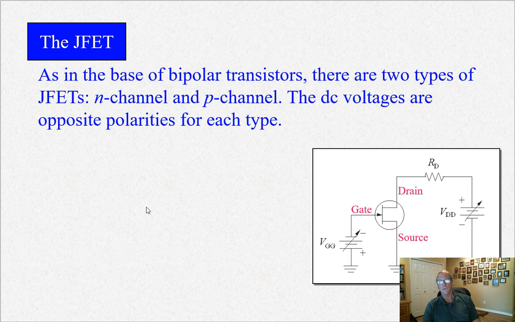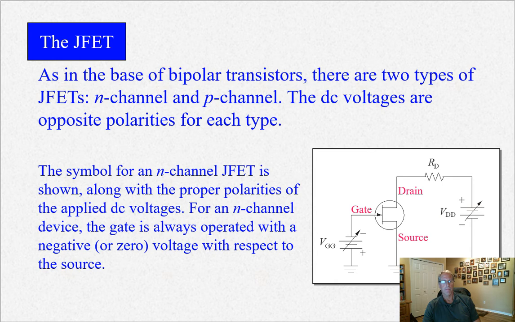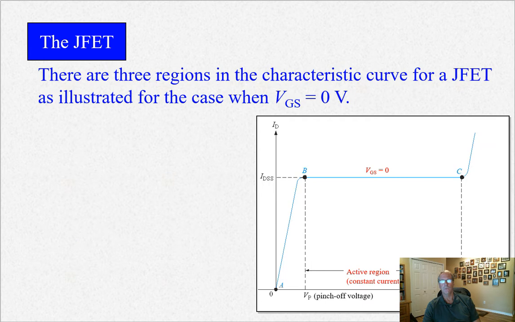So just like bipolar transistors, we have N channel, we have P channel. This is an N channel. The arrow points in. For P channel, this arrow here at the gate would be pointing the other direction, and all the polarities would be different. In other words, this VDD would be flipped 180 degrees, and so would VGG. For N channel, we always have a negative voltage here on the gate. 0 to negative. We'll see some graphs in a minute.